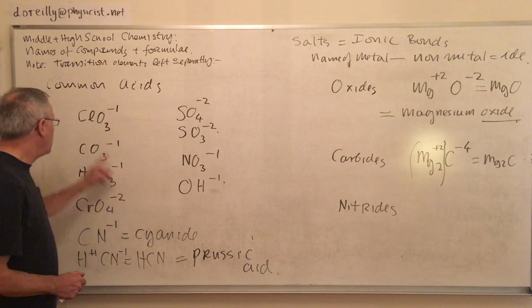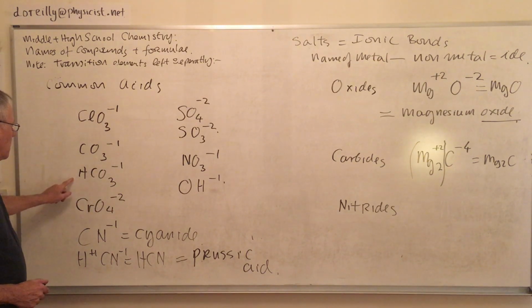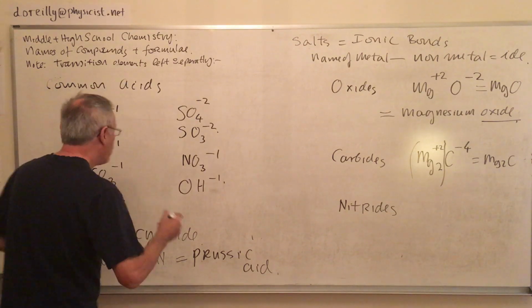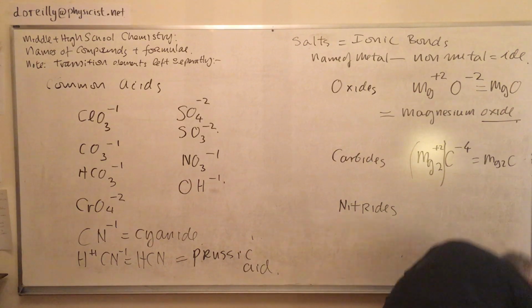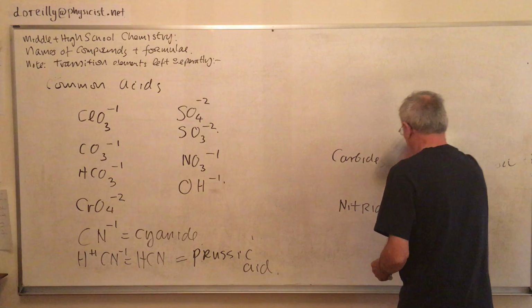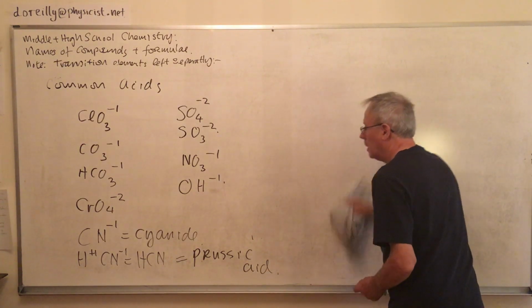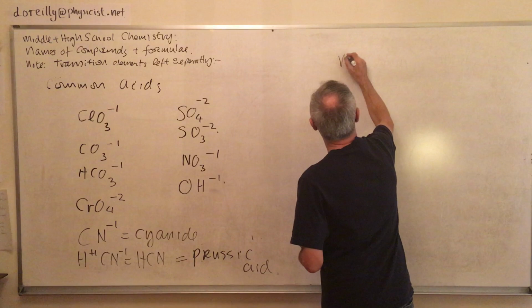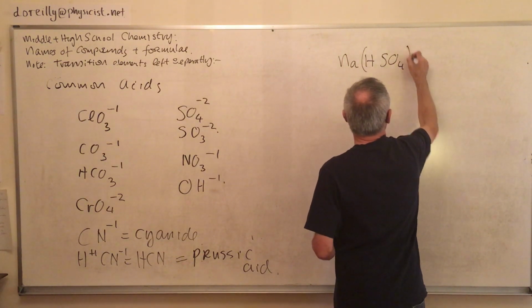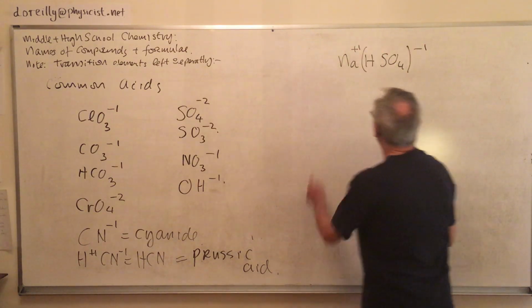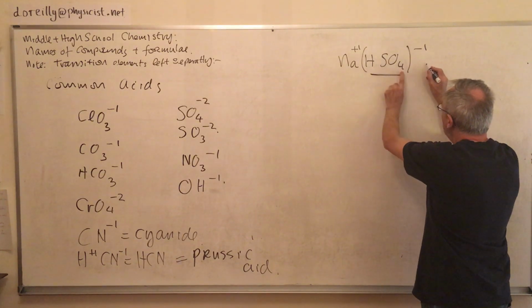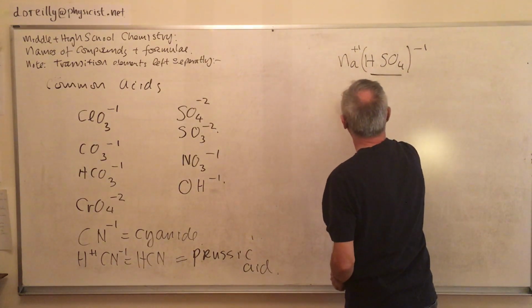I'm going to talk about this one in a minute. Chlorates, carbonates, bicarbonates. Bicarbonate, for example. One sodium atom is sufficient to make a neutral chemical compound with the bisulfate radical.